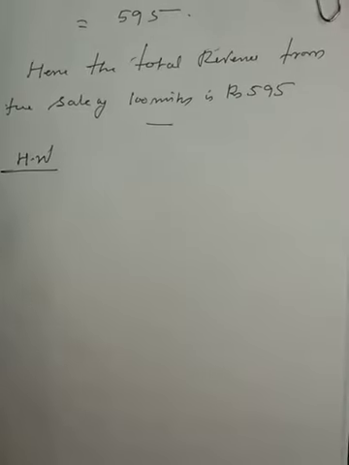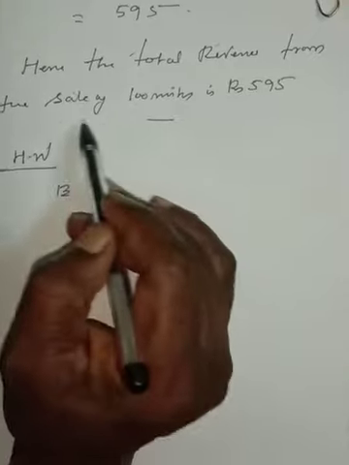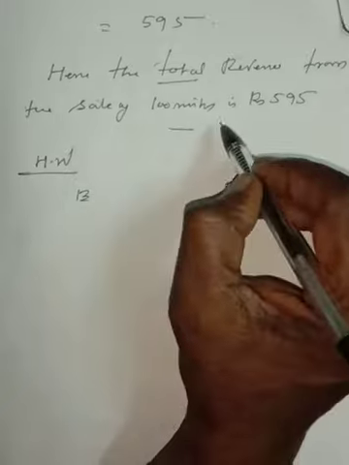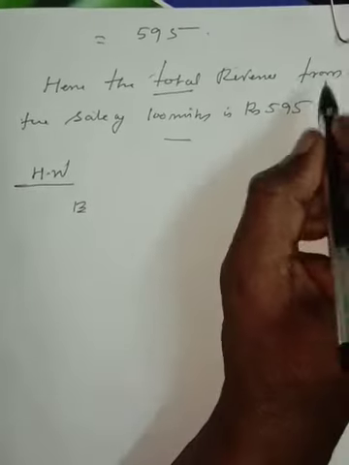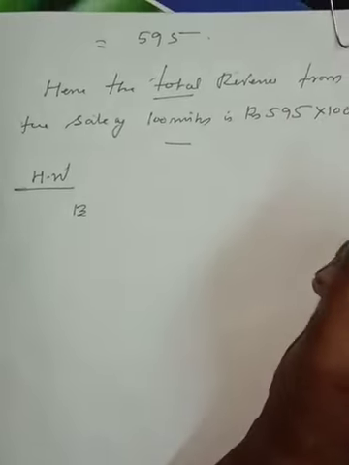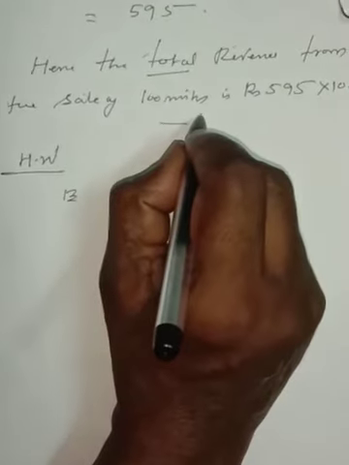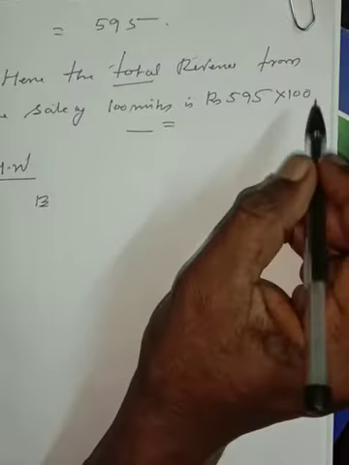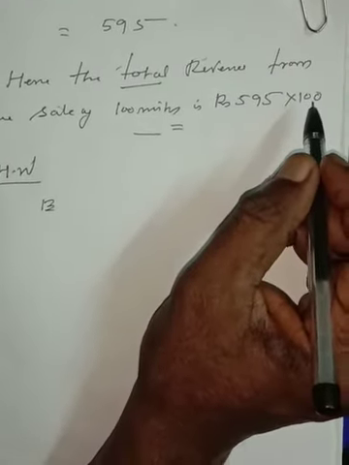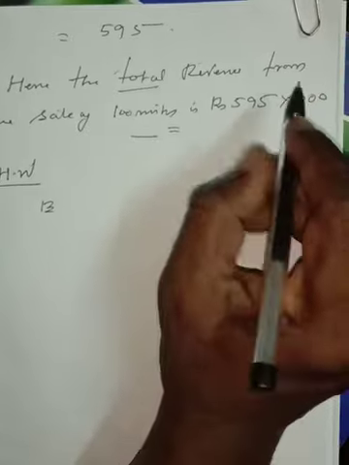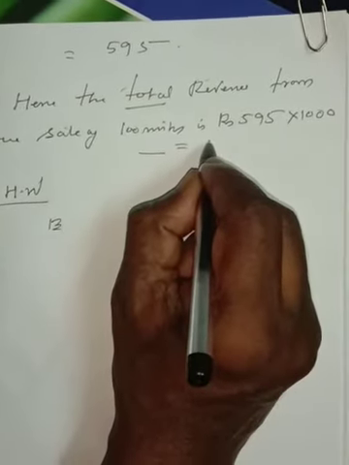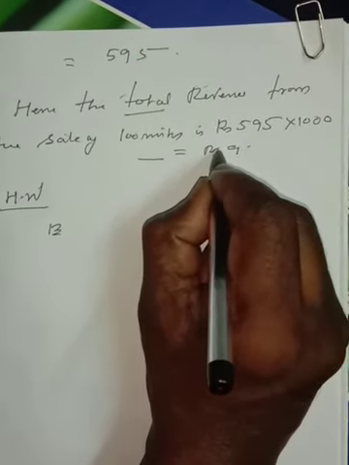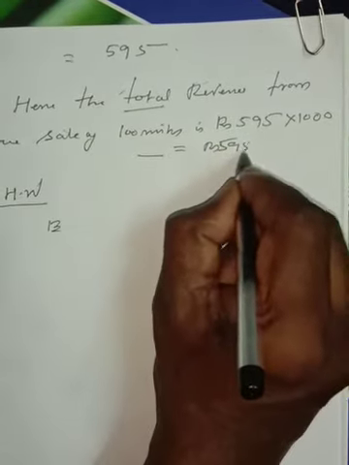from the first 10 sums. Total revenue from the sale of 100 units, so into 100 is equal to 5 into 1000 is equal to rupees 595,000.